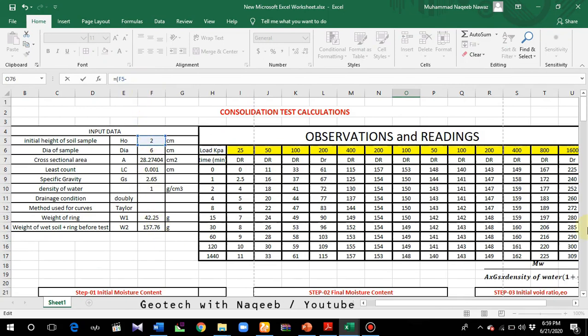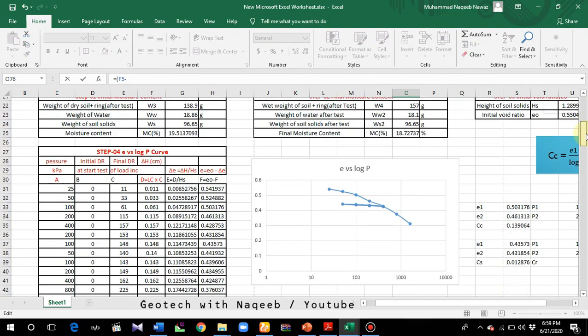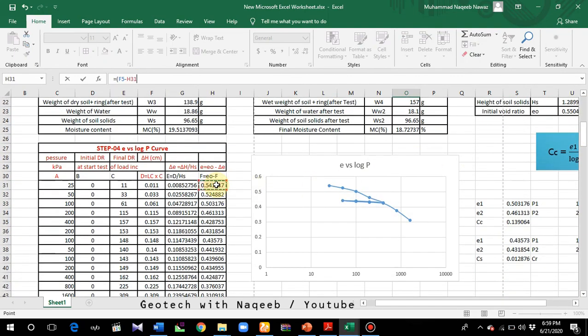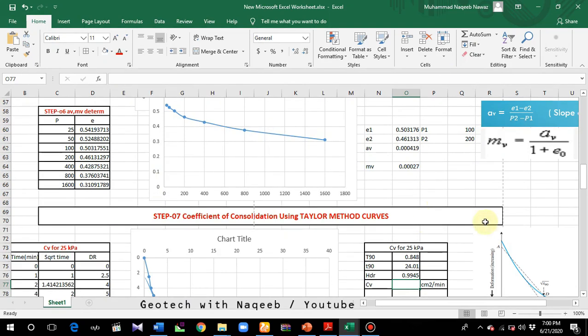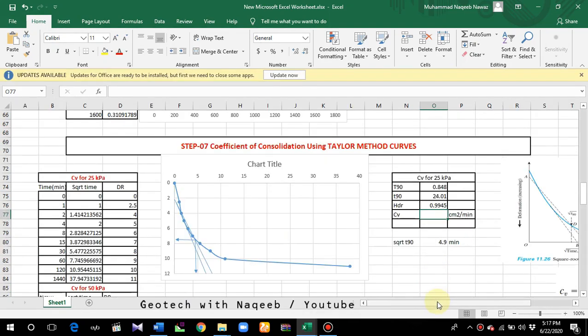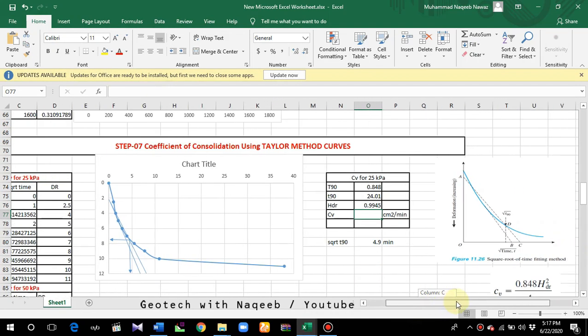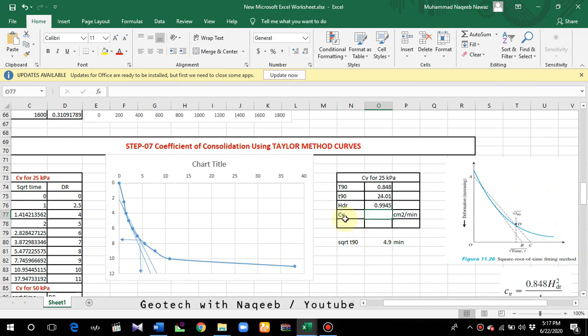How much change in thickness has occurred due to the application of 25 kPa loading? Sorry, this is not it. Actually, this is the value. Now I will divide it by 2. Why am I dividing it by 2? Because of double drainage, so we'll take the average value of the drainage path. So this has been explained very carefully. Now we have to find the C sub V.